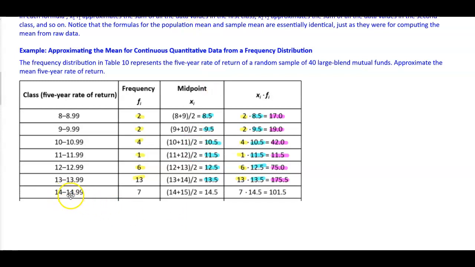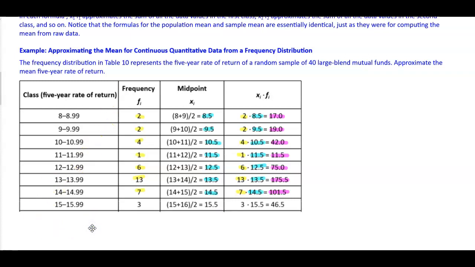Next, we have the class 14 to 14.99. We have a frequency of 7. We can see that our midpoint is 14.5. We take our frequency of 7, multiply it by the midpoint of 14.5 to get 101.5.